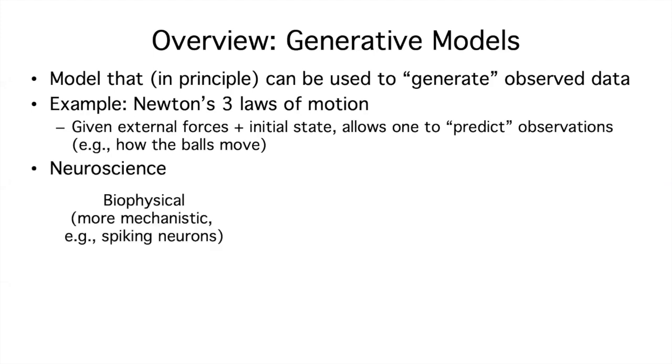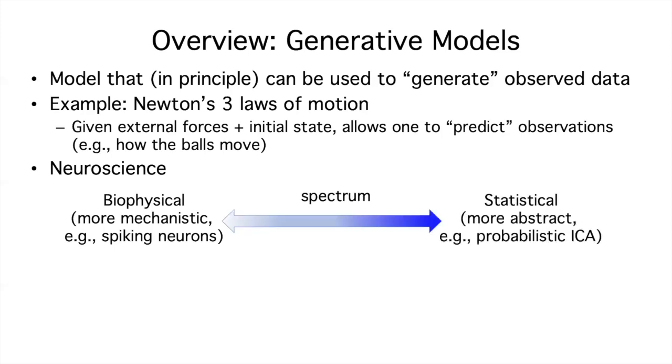But in neuroscience, we can have a whole range of generative models, right? At one end are physically realistic models, such as spiking neurons and so on. These models can be highly detailed. For example, a single cortical column can be modeled using thousands of parameters. At the other end are more abstract statistical generative models. For example, probabilistic ICA is a statistical generative model.